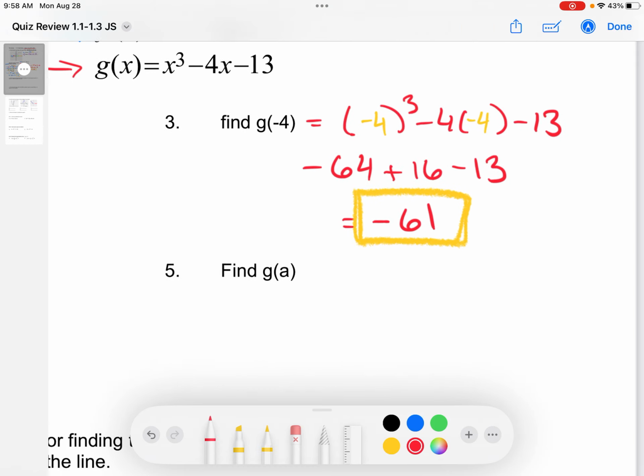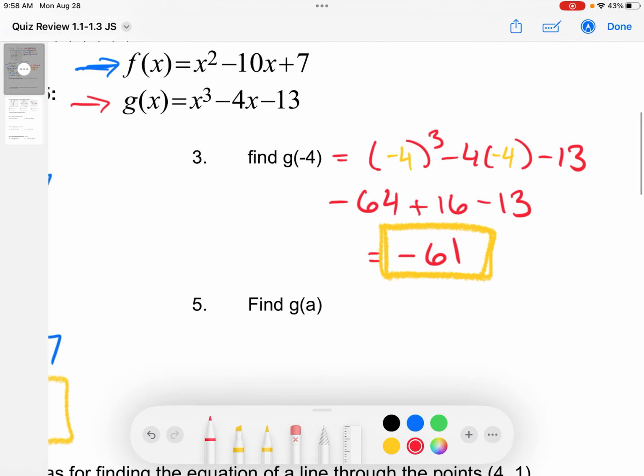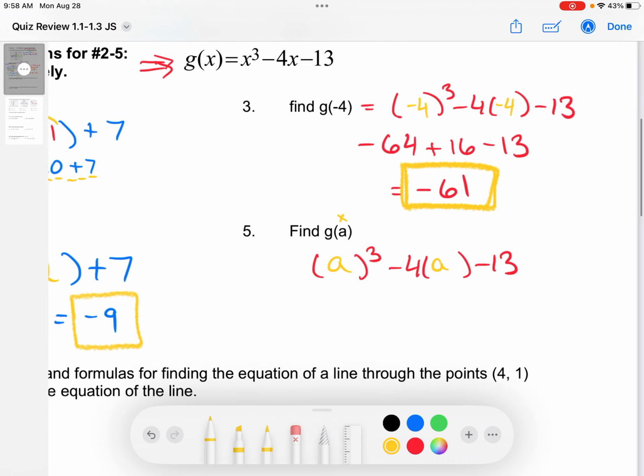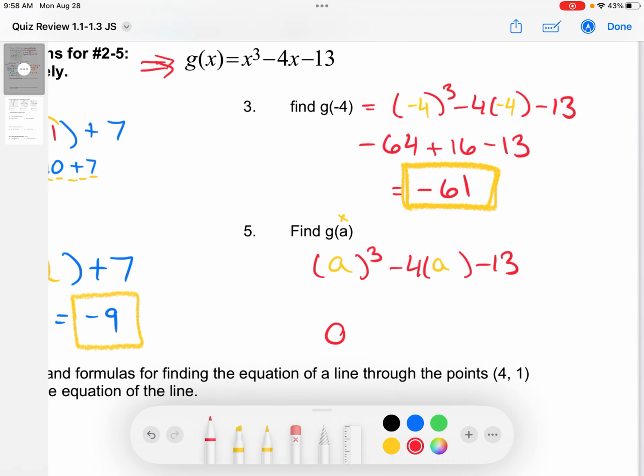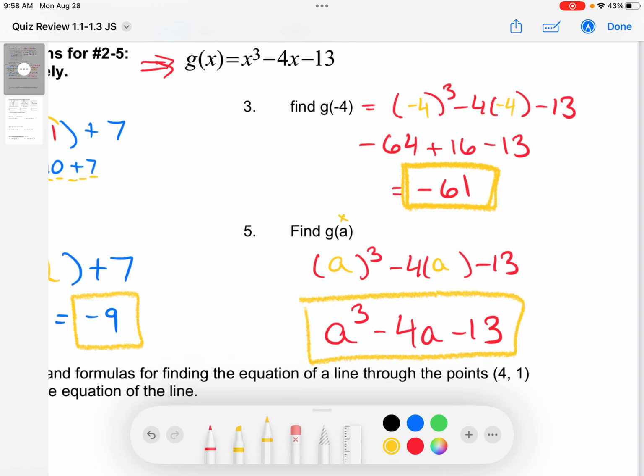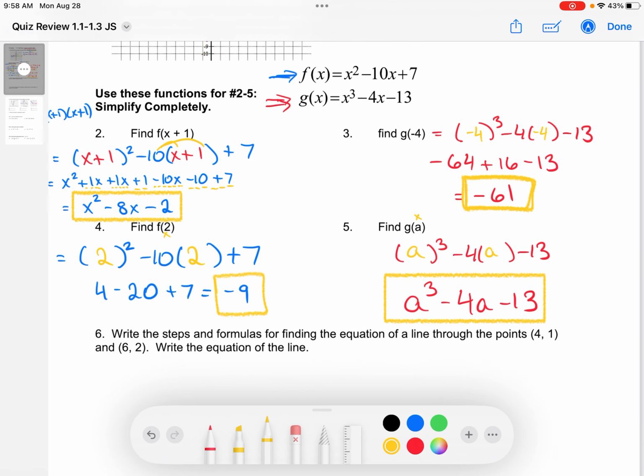On number 5, we are using the g function. So everywhere there was an x, we are going to replace that with this a. And there's really nothing to simplify here. This is just a to the 3rd minus 4a minus 13. And there are your functions.